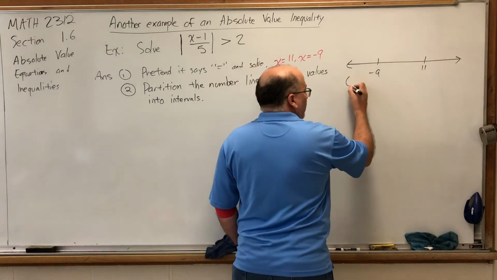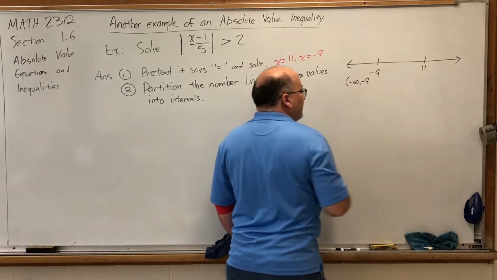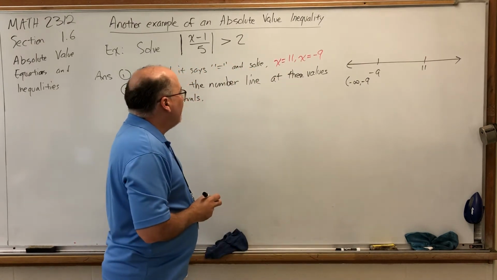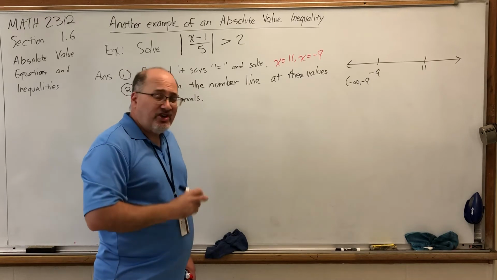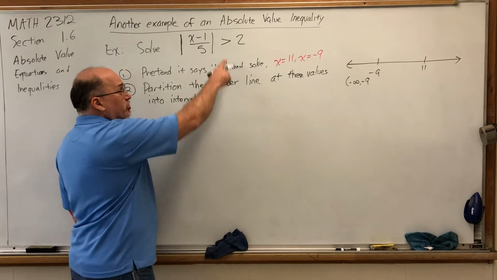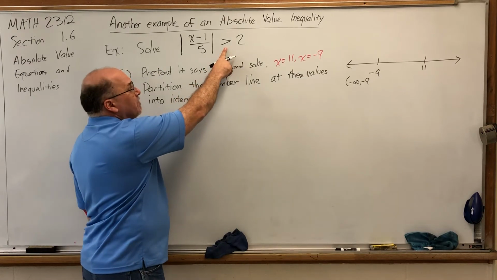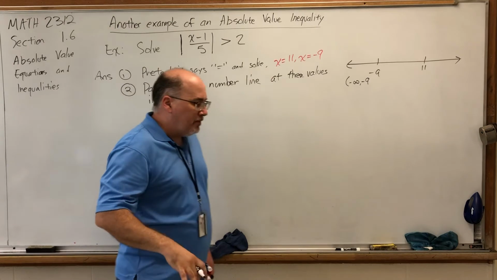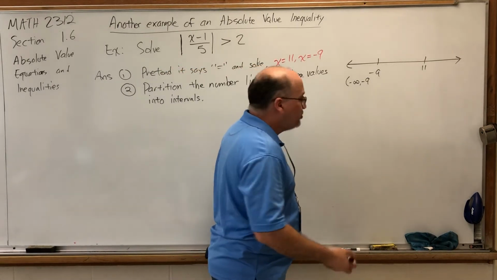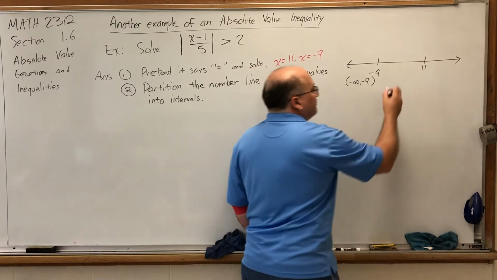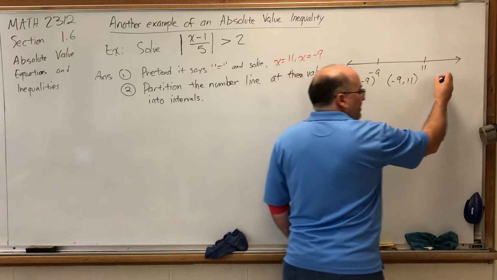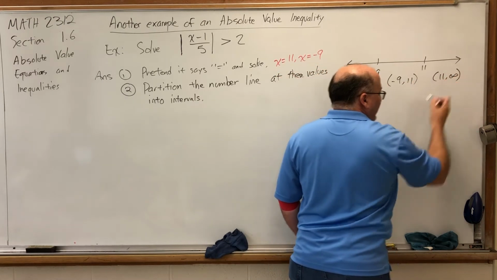The leftmost interval would be -infinity to -9. Now we did talk about whether or not you use brackets or parentheses. In general, you should always use parentheses, and at the end you should just see if the endpoints work. But for this type of equation, you can just do what the inequality says. Since it says greater than, as opposed to greater than or equal to, we're not including the solutions, which means we're not including the -9. The next interval in the middle is -9 to 11, and the rightmost interval is 11 to infinity.